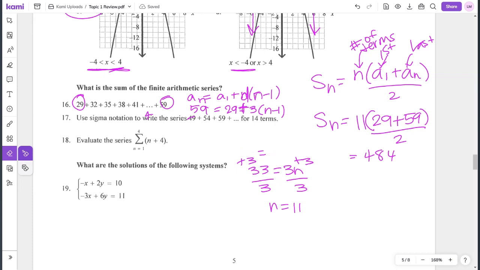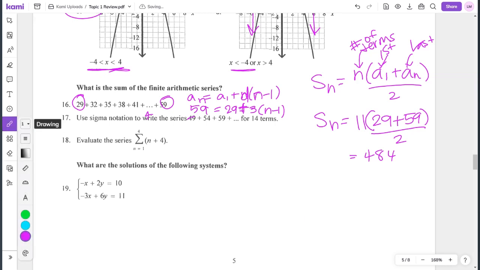All right, so the next one says use sigma notation to write the series to add 14 terms. So I'm putting it in this notation like number 18. So I have the summation from 1 to 14, and then I need the explicit formula right here. All right, so I can do that. So a sub n equals a sub 1 plus d times n minus 1. So I just need the first term, which is 49. I need the common difference, which is 5.